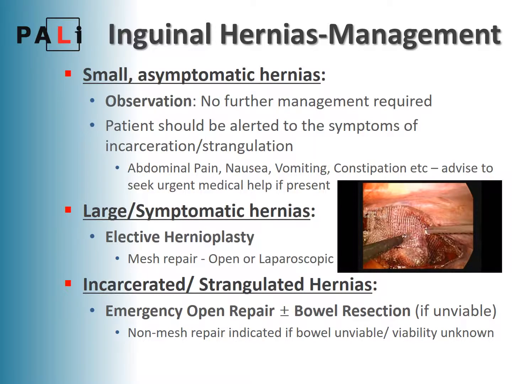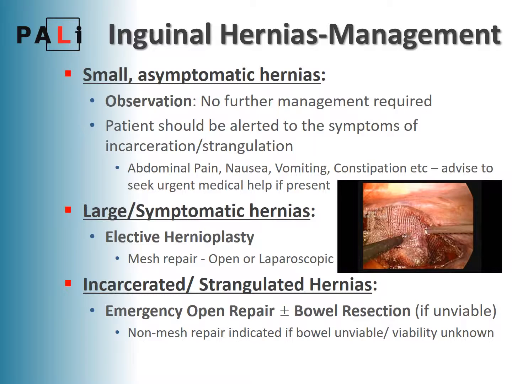In terms of management, small and asymptomatic hernias may require no active intervention and can be observed. Patients, however, should be alerted to the symptoms of incarceration or strangulation and told that if they develop, to seek urgent medical attention. Large or symptomatic hernias that cause patients distress can be repaired via an elective hernioplasty. This involves the placement of mesh and can be performed either openly or laparoscopically.